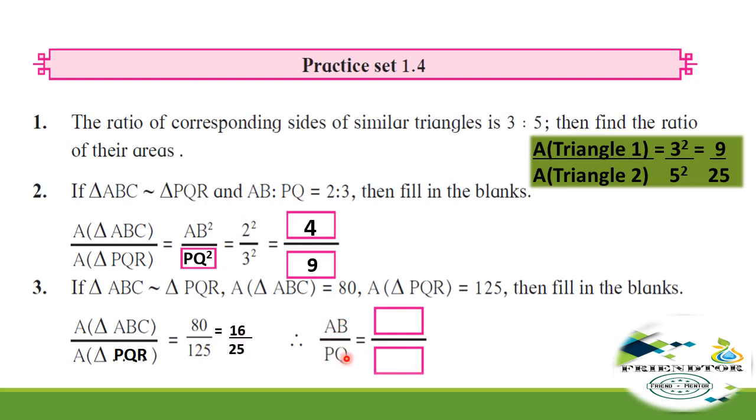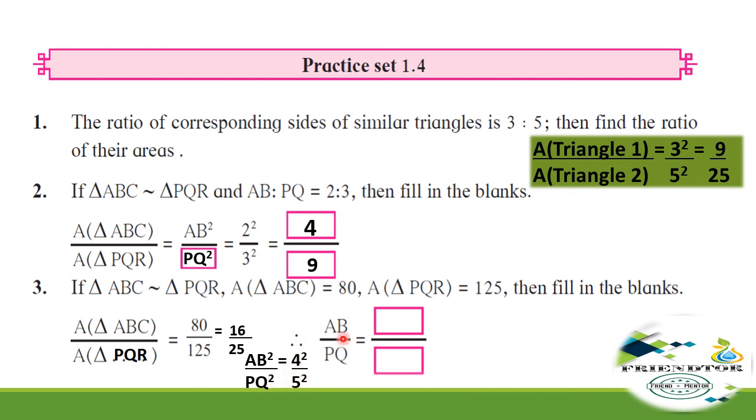Now we need to find the ratio of AB upon PQ. Now from this 16 upon 25, what do we know? This is the same as AB square upon PQ square, correct? So from that we can get AB upon PQ. Since area of triangle ABC upon area of triangle PQR is equal to AB square upon PQ square, we can say that AB square upon PQ square is the same as 16 upon 25, and 16 we can write as 4 square, and 25 can be written as 5 square. So AB square upon PQ square is the same as 4 square upon 5 square.